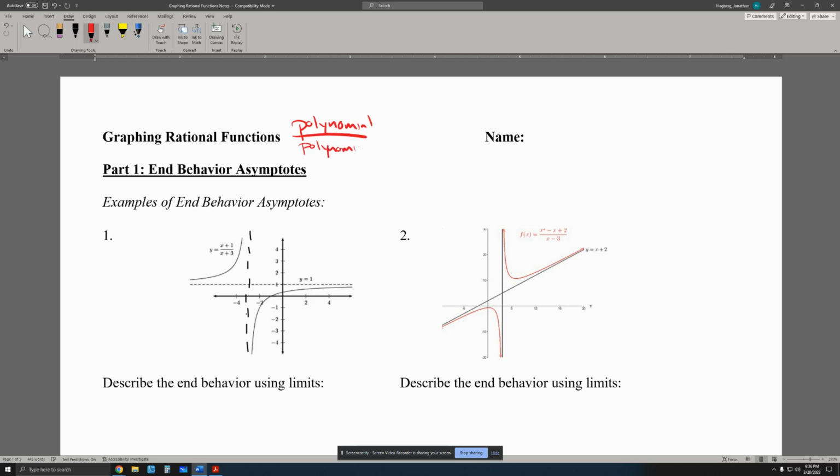So everything that we learned previously about polynomials, like with end behavior, with zeros and roots, with multiplicity of those zeros, all of those things that we learned for polynomials is going to be true here for rational functions. However, there's a few additional properties that we get from taking the ratio of two polynomial functions. Let's start with looking at end behavior asymptotes.